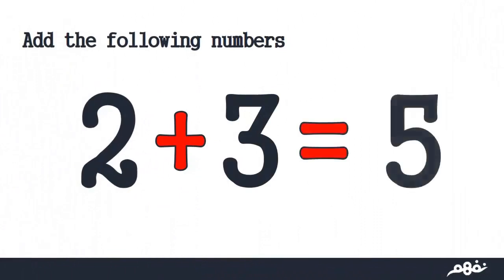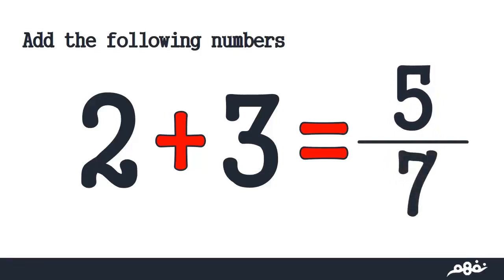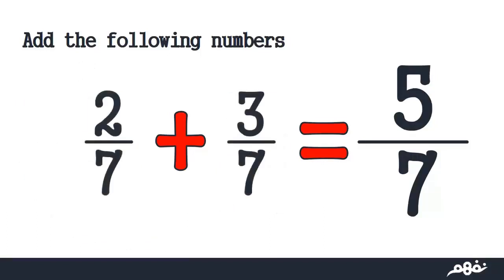If I ask you to add 2 and 3, you start by saying 2 plus 3 equals 5. Surely you know that it is 5. But if I asked you to do another operation to turn this 5 into 5 over 7, of course you think to multiply 2 plus 3 all by 1 over 7, which can be distributed into the parentheses, like saying 1 over 7 times 2 plus 1 over 7 times 3. Or in other words, 2 over 7 plus 3 over 7, which equals 5 over 7.